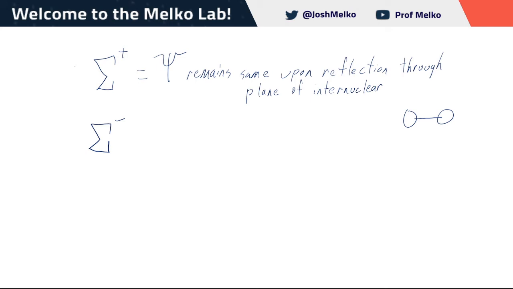Okay, so sigma plus, for an orbital, or a combination of orbitals, I should say, remains the same upon reflection through the plane of internuclear. And sigma minus, well, you can guess, is when this changes sign upon reflection. Now, this is not obvious based on this definition, because again, this is not the wave function of a single molecular orbital. This is the wave function that is a combination of all the molecular orbitals multiplied together. Okay, it's hard to visualize. It's not a single molecular orbital always, but could contain multiple molecular orbitals.